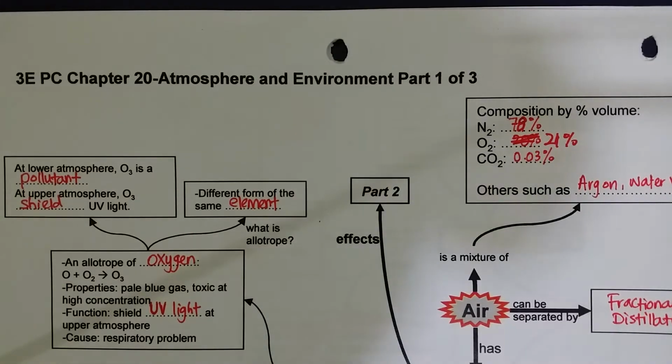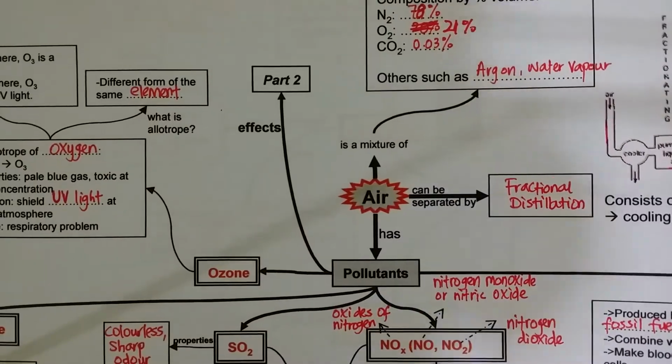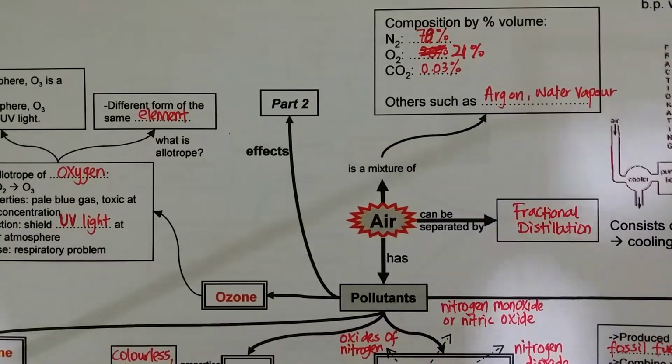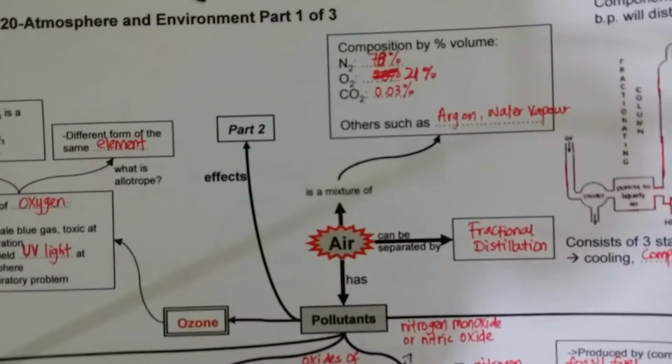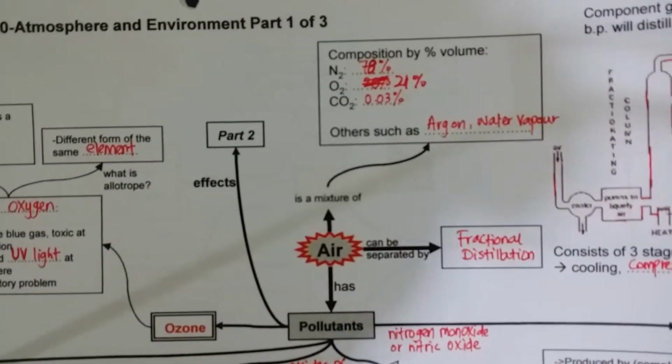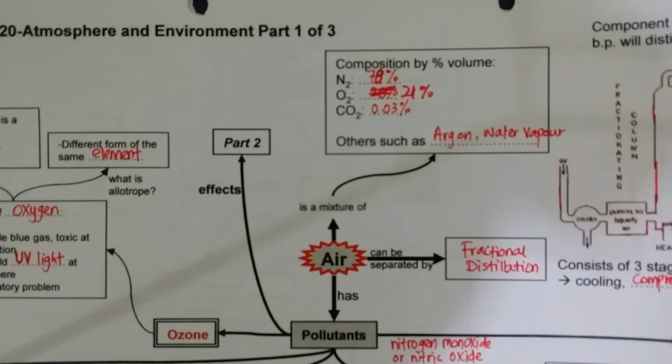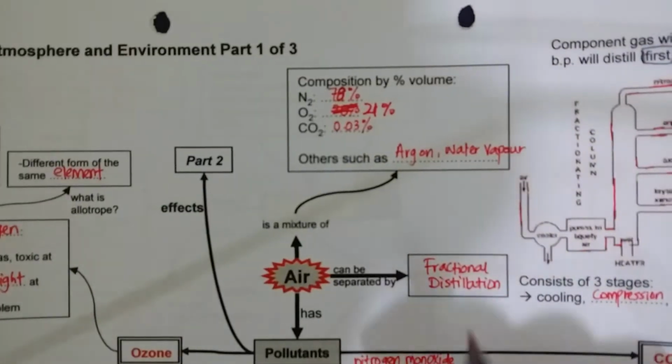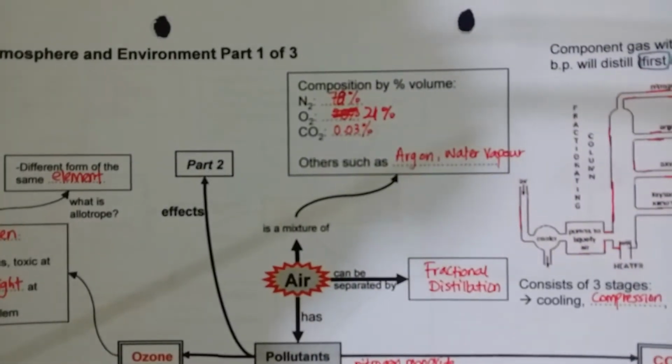Okay, this is a video on the atmosphere and environment chapter. Now the first thing in this chapter is you need to know that air is a mixture of different gases. Now you need to remember the composition by percentage volume of the different gases in the air.